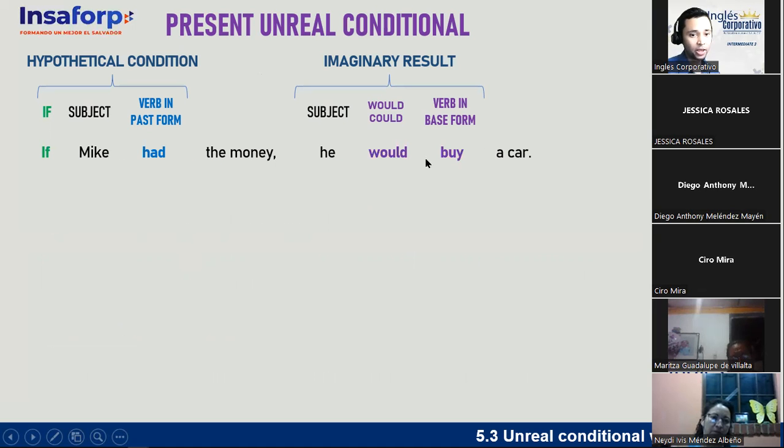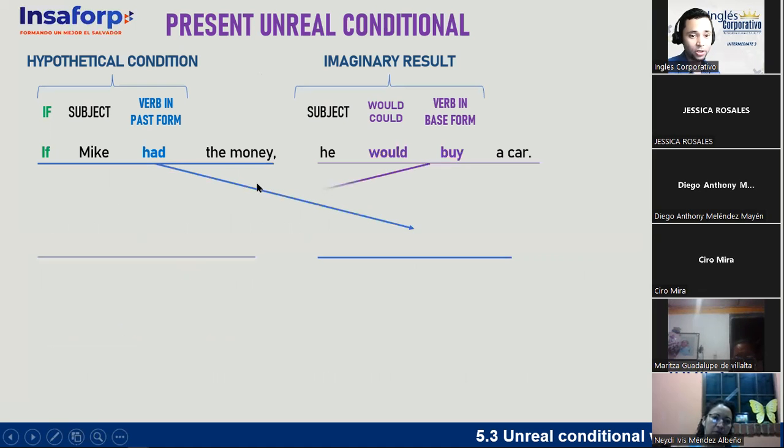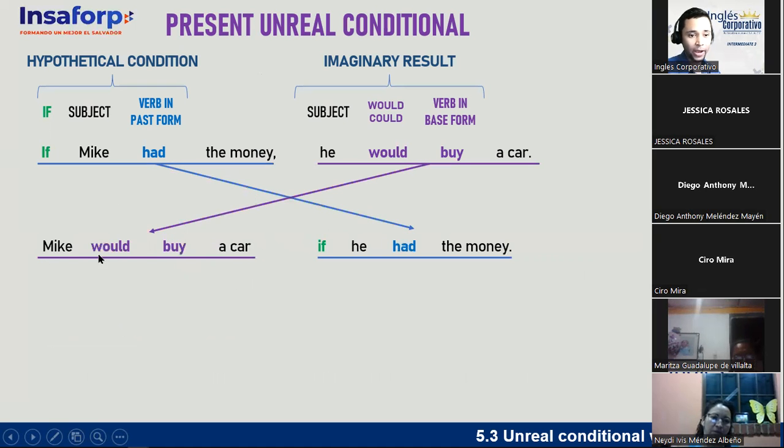If Mike had the money, he would buy a car. Okay, that's good. But you can also say, Mike would buy a car if he had the money. You can begin with the result and you can finish with the condition. Both sentences are okay. All right, that's important.